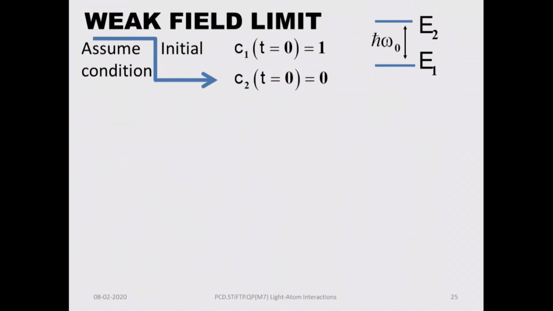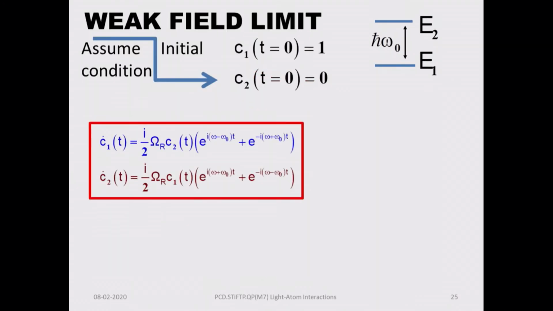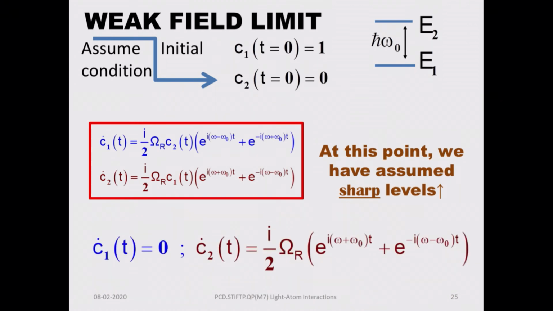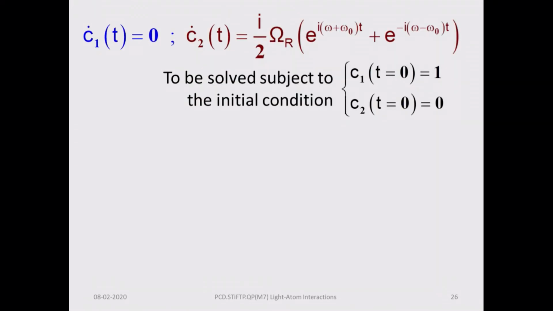Now in the weak field limit, we have to solve these coupled differential equations. We have not considered the width of the levels as yet, so just keep that at the back of your mind. And you now have, with the initial conditions C1 equal to 1 and C2 equal to 0, the C2 dot will be given by this. C2 dot is the time derivative of C2.